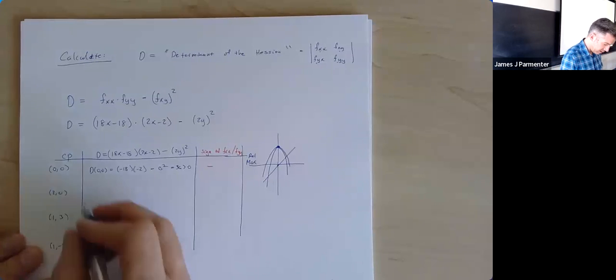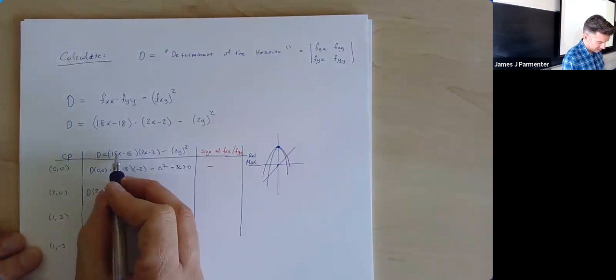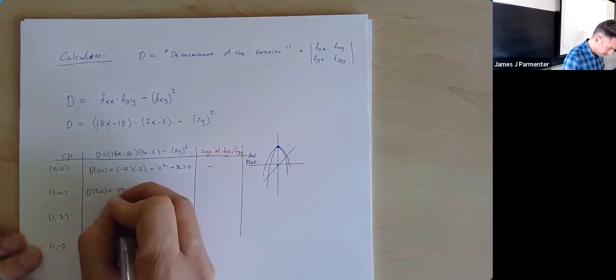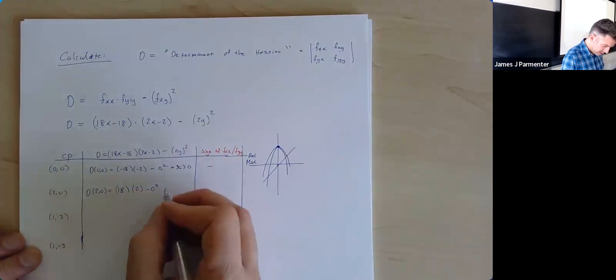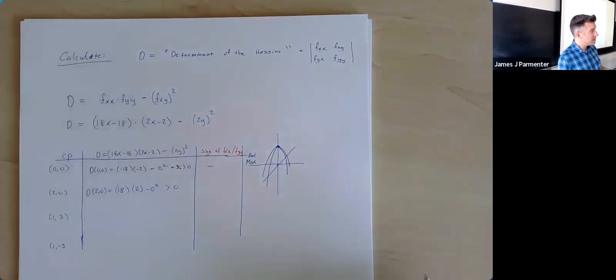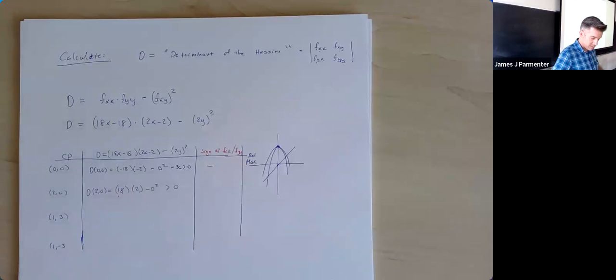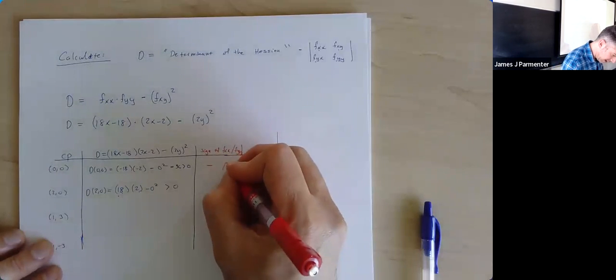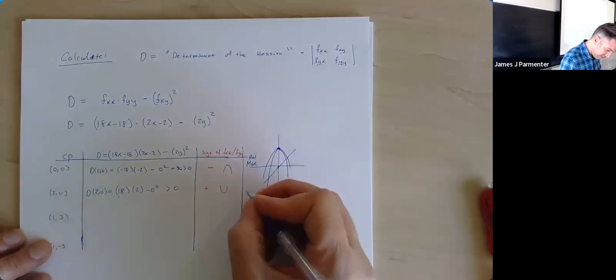Let's look at this other point here. If I plug in (2, 0), I'm going to get, let's see, 18 times 2 is 36. 36 minus 18 is positive 18. 4 minus 2 is positive 2. And still 0 over here minus 0 squared. This is also going to be positive. And when D is positive, we have either a relative max or a relative min. Here, since my second derivatives were both positive, that means we are concave up. So here we were negative, which was concave down. Here we have a positive second derivative, which is concave up, meaning we're going to have a relative minimum.